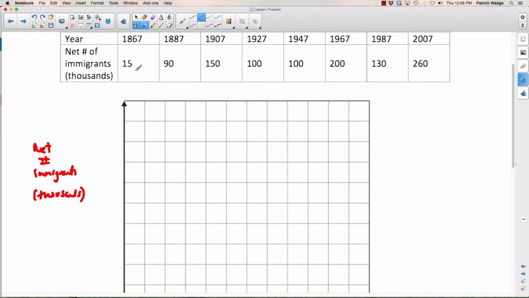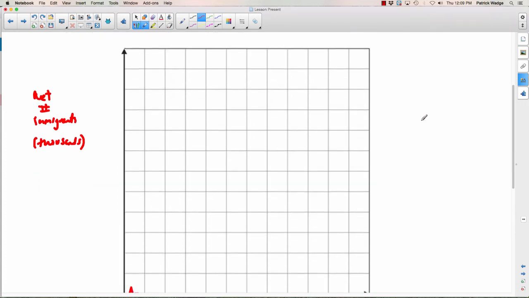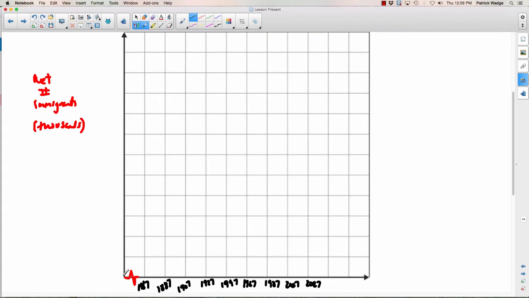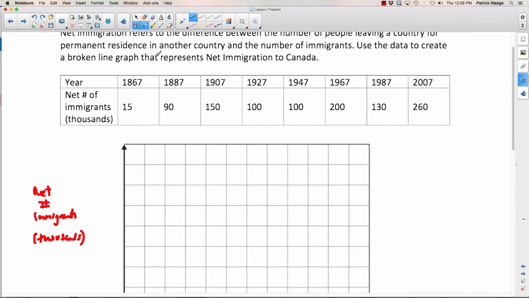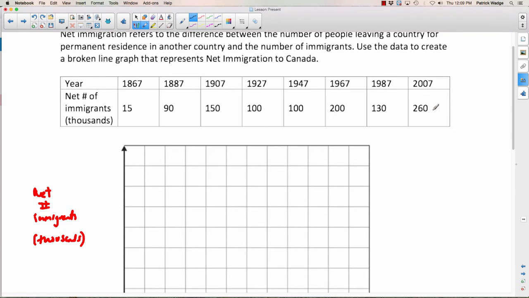So it looks like we start pretty low, so I would say we start down at 0, and we have to get up to at least 260, probably a little higher in case we want to look for trends and stuff. I know I can put 0 here. I don't need to break it. I have 1, 2, 3, 4, 5, 6, 7, 8, 9, 10, 11, 12 lines to work with, and I want to get to at least 260. Maybe I even want to get as high as 300.